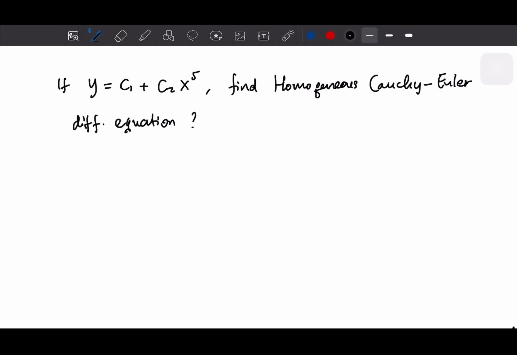Now first you need to remember what kind of solution the Cauchy-Euler has. You need to have x with the power of m. And what we have here is c1 without any x, and c2 x to the power of 5. So there should be an x here, but it's gone because x is to the power of 0. Okay, now let me give you a couple of minutes. You can try first, and then let's see how you can deal with that.